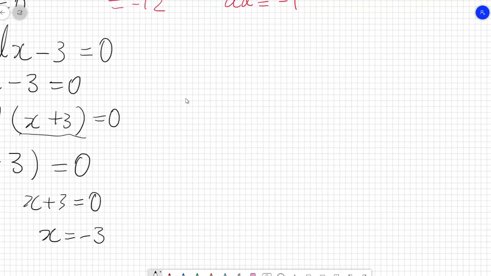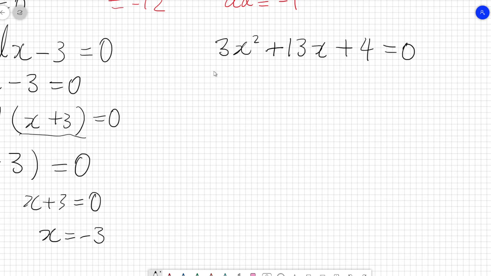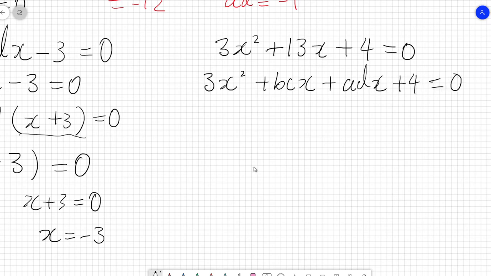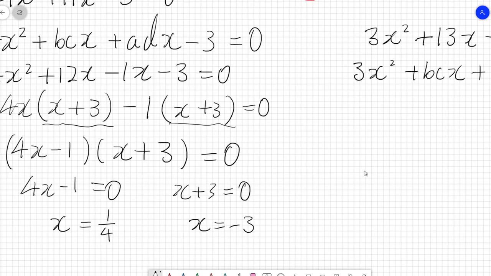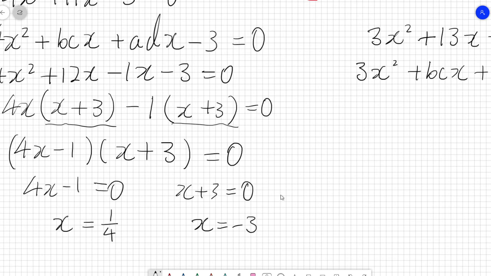Okay, let's try another one. So let's run through the process again. Let's try something simple. Let's say 3x squared plus 13x plus 4 equals 0. So once again, we're trying to split the middle term. We want to have an expression of 3x squared plus bcx, I'm just going to keep the notation, plus adx plus 4 equals 0. Because this is what we're aiming for. Once we reach this stage, then we can just factorize again and again and then solve everything.